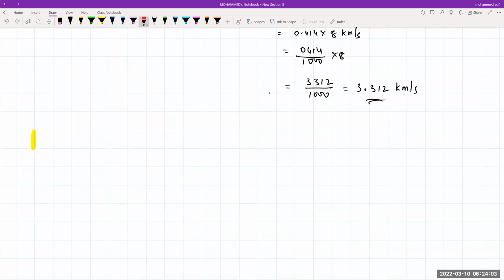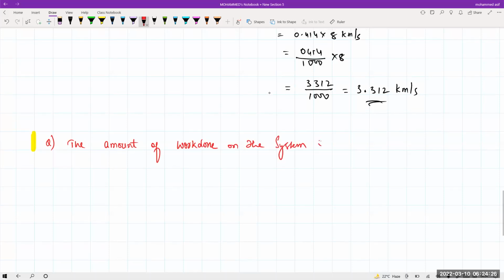Next one. The amount of work done on the system if mass m is at C and taken to infinity.